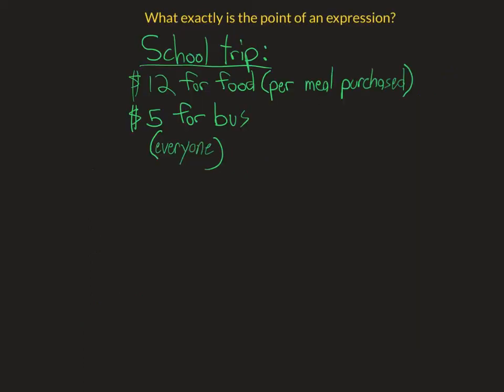All right. Now, what the heck is the point of expressions? Why are we even talking about this? How would we use these? If you need to, pause it so you can get this written down. So let's say you're going on a school trip, and anytime you want to buy a meal on the trip, it's $12. And then everyone that goes on the trip has to pay $5 for the bus. There's just one bus. It costs $5, one bus ride. So we wanted to figure out how much it would cost you to go on this trip. Well, if we said food was F, okay, and it's $12.